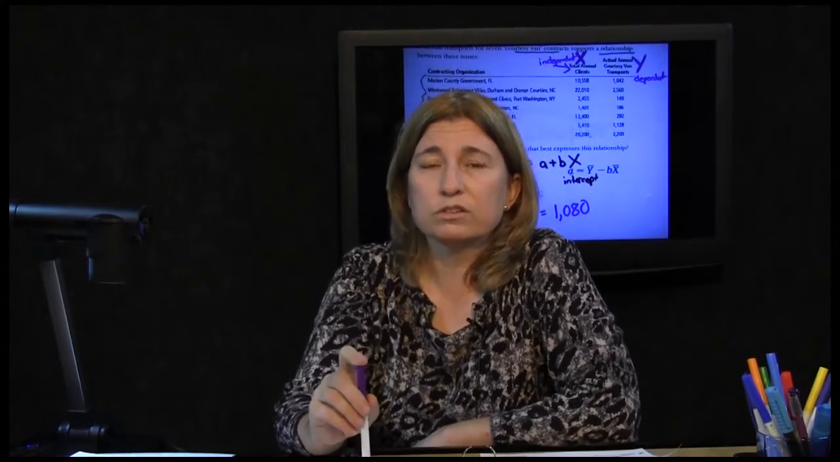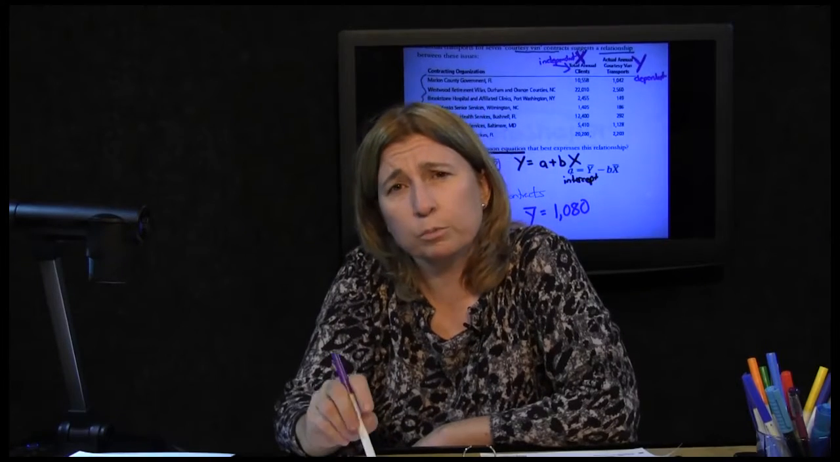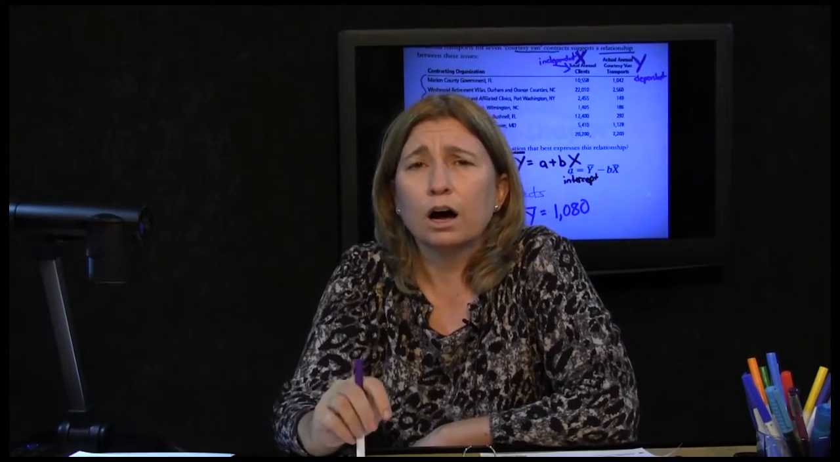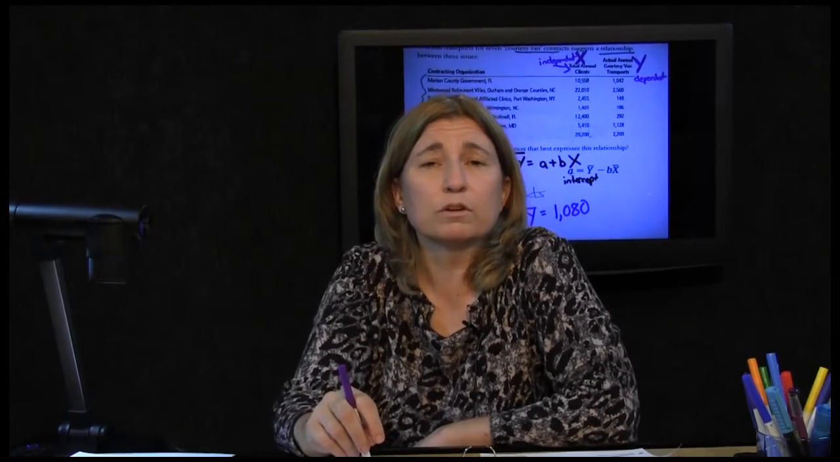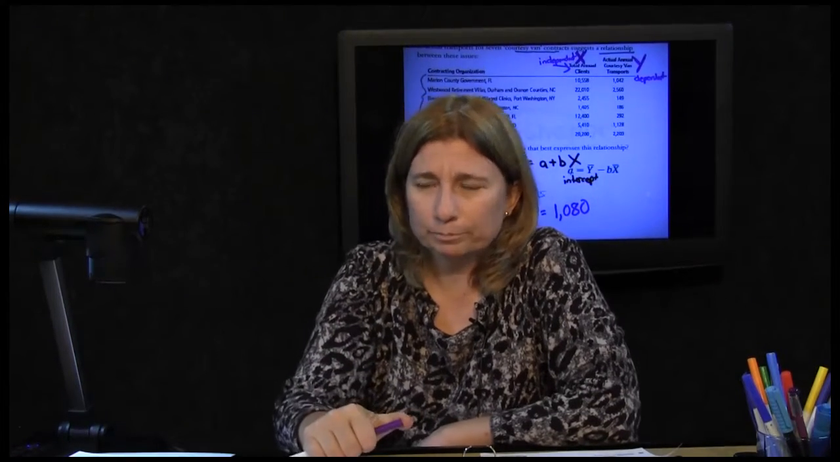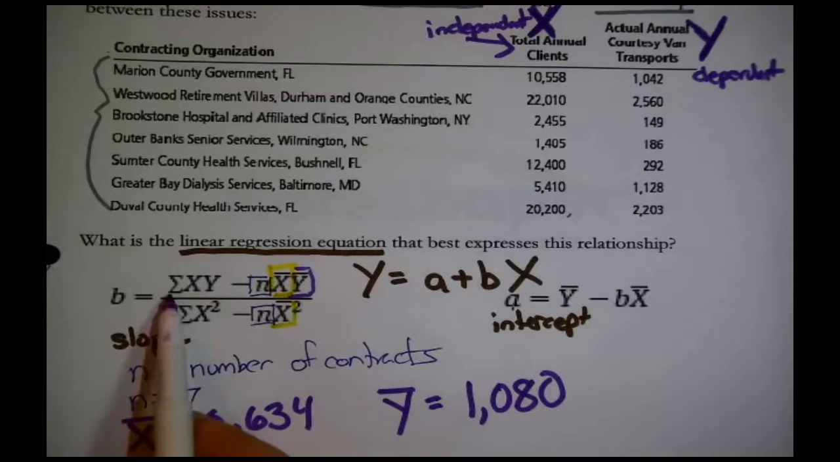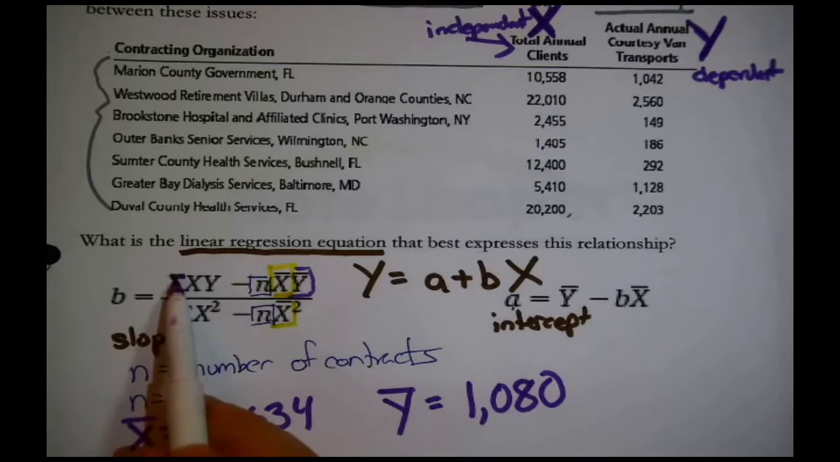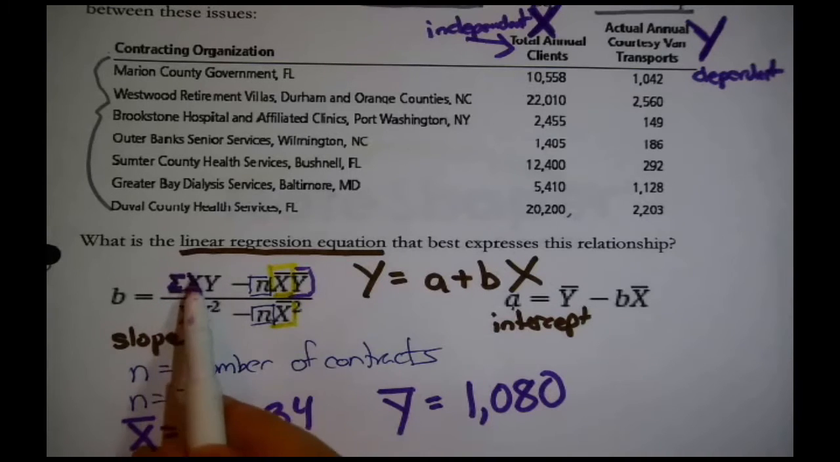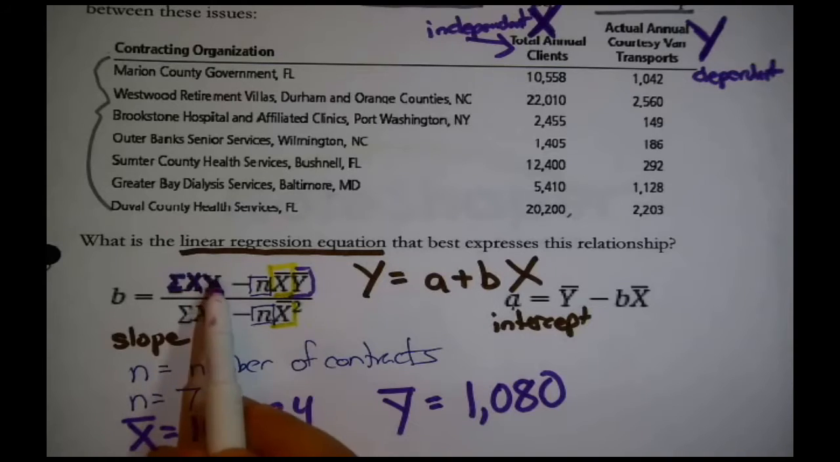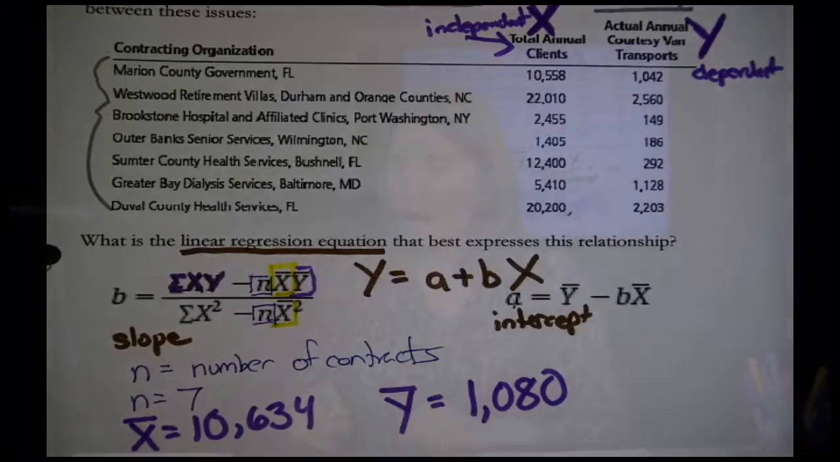It's about 10,000. And what's Y bar? Y bar is the average number of van transports they've had to provide annually in this past data, and that's a little bit over 1,000. Oh, okay. Now, we don't have everything that we need to literally fill out the formula. You see that here we need the sigma, meaning add up the product of X and Y.